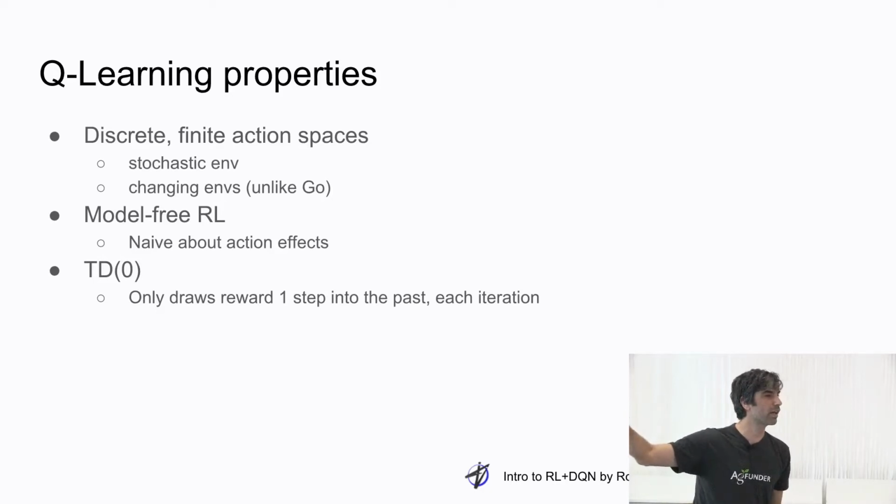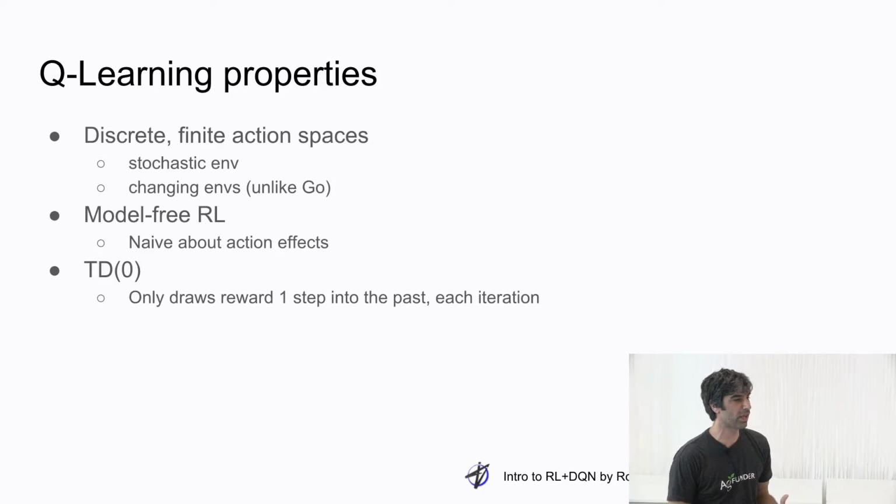This is saying Q learning can handle the case where your environment drifts, like the rules of the world maybe changing over time. If it's slow enough, Q learning can kind of adapt to that. Some systems wouldn't be able to do that.